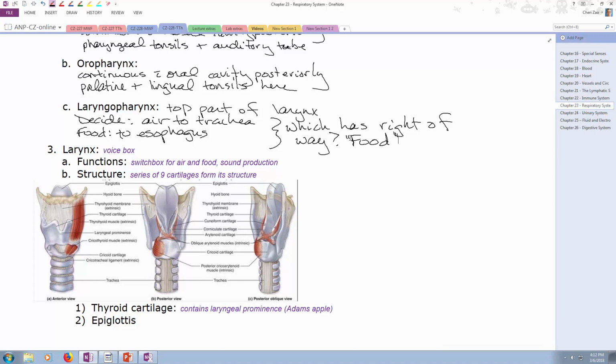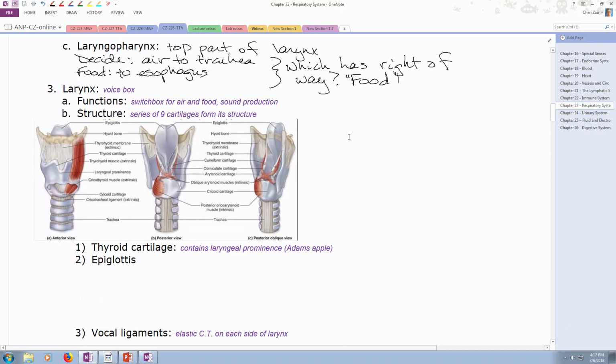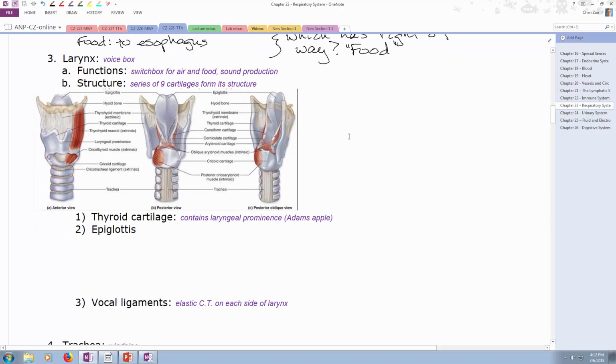The larynx is also referred to as the voice box. Our notes here reinforce switch box for air and food, also the area of sound production. And structurally, it is made up of a series of 9 cartilages. 3 are singular, and then we have the rest paired. And anteriorly, all you can really appreciate is the cricoid cartilage. A lot of people have a hard time saying that word, cricoid. Can you say cricoid? Cricoid.